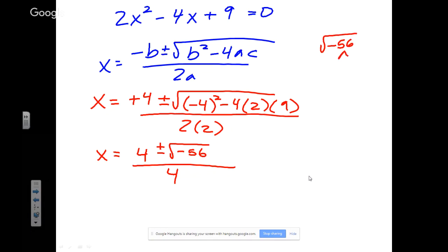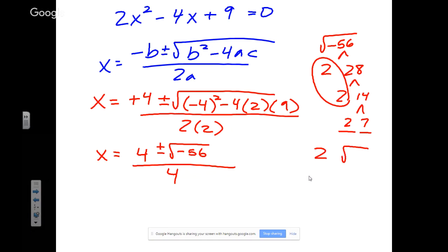56 divided by 2 is, help me out here, what is it? 28. 28 divided by 2 is 14. 14 divided by 2 is 7. I can't divide 7 down. I'm looking for groups of 2. I have one group of 2, and I have 2 things left over. A group comes out as one thing. Okay? A group comes out as one thing. So this means that this is 2 radical 14.